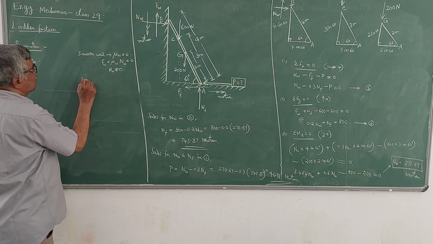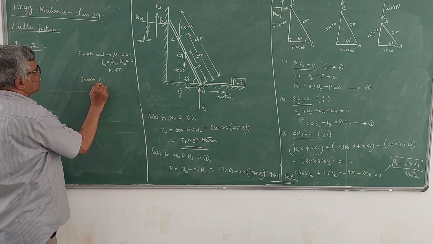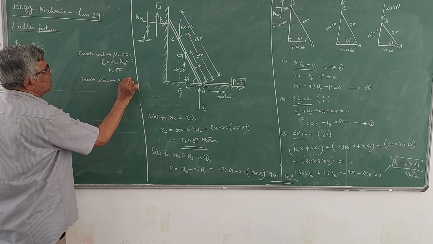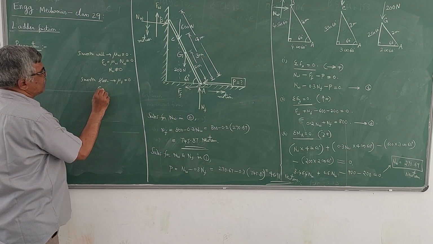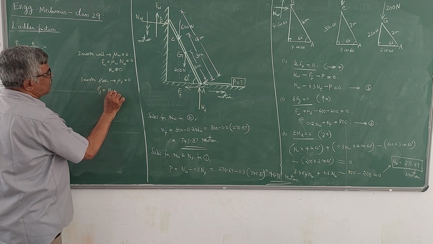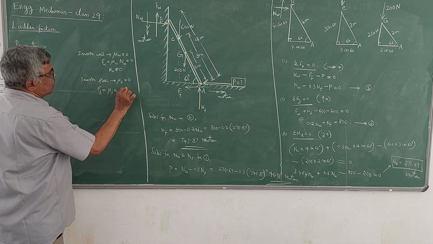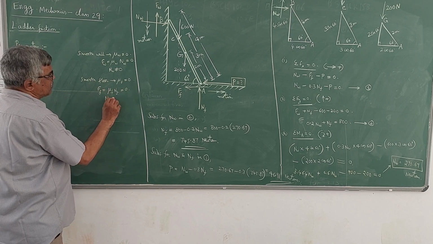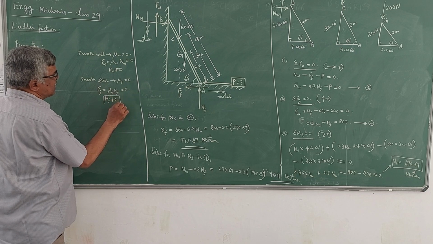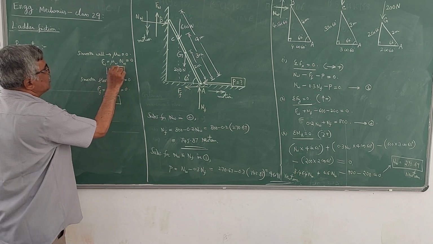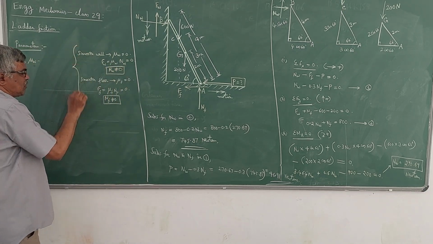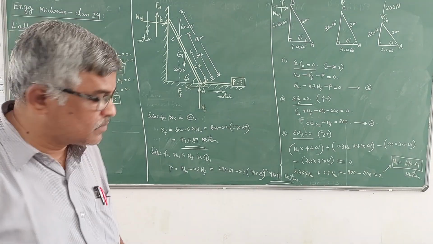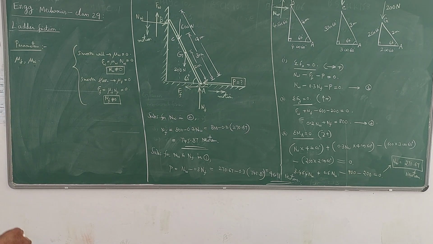Suppose they give a smooth floor, then the value of mu F will be 0, or in other words, Ff will be 0 because Ff is mu F into Nf. So since mu F is 0, Ff will be 0, but Nf will not be 0. Please make a note of that. Even though the friction force is 0, the normal reaction will not be 0, even though the coefficient mu is 0.